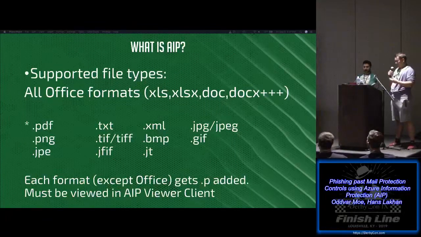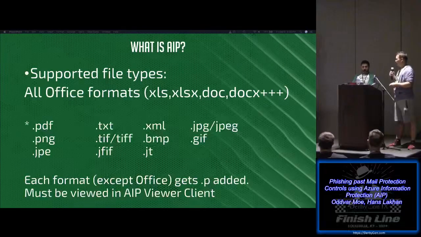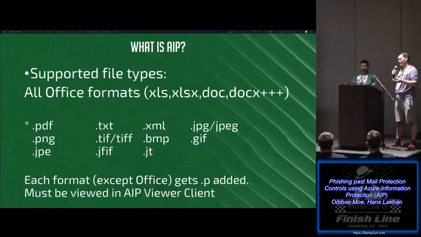In terms of the file types that are supported, it's basically all Office files, XLS, XLSX, and so on. It also has support for other extensions, such as PDF, TXT, and the list you can see here. The problem with the other extensions is that it changes the name of the file. So if the file is called file.txt, when you encrypt it with Azure Information Protection, it changes the extension to p.txt. And you can only open it using the Azure Information Protection client viewer. So that's useless for us as attackers unless they have the client, and you're not sure. So you have to be sure of that at least.